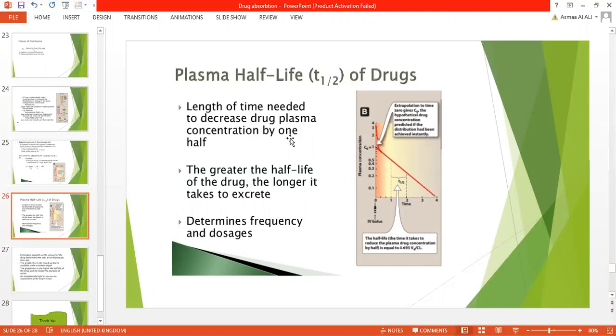If the volume of distribution for a drug is large, most of the drug is in the extraplasmic space and is unavailable to excretory organs. Therefore, any factor that increases volume of distribution can lead to an increase in the half-life and extend the duration of action of the drug.